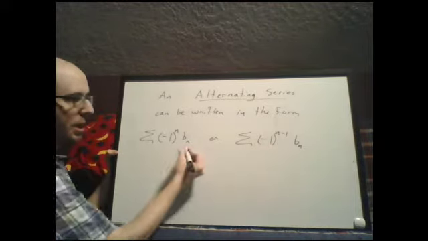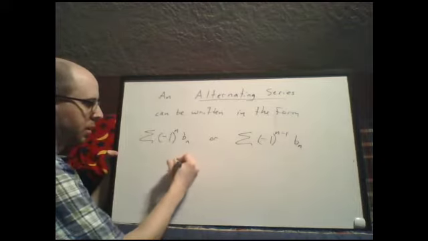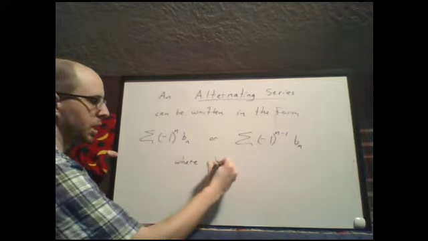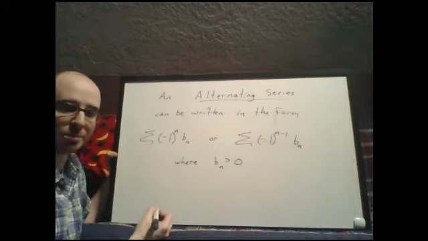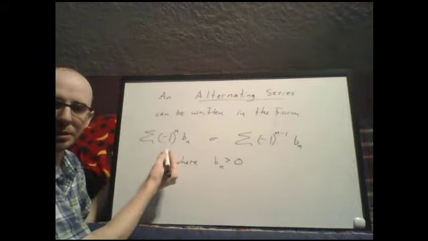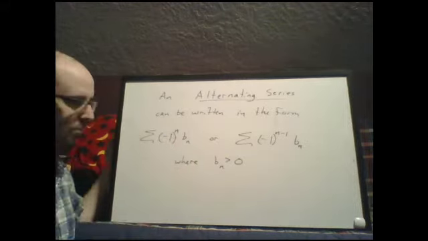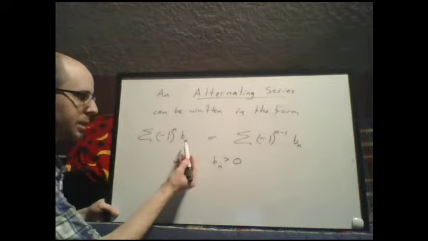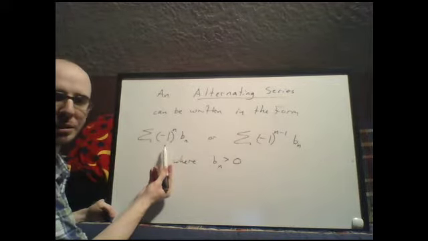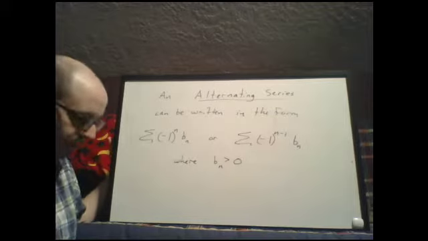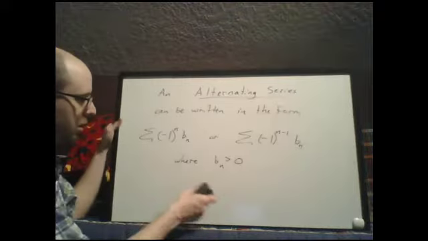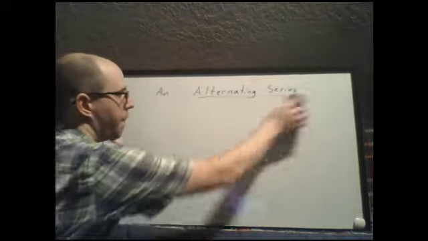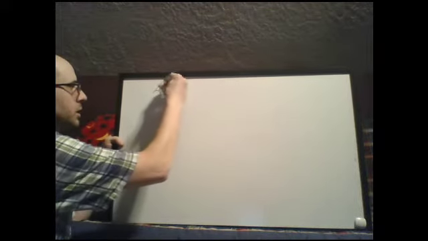But the key thing is the other part, bn, where bn is positive. If bn was negative sometimes, then this minus 1 is not really doing all that much. It's not determining the sign of your terms. So you're separating out a positive part and an alternating sign part, essentially. Okay, so we're looking at series that look like one of these two. And they have their own test. So the alternating series test.